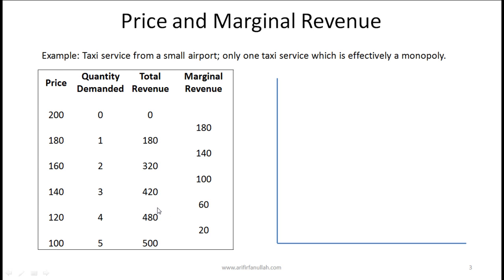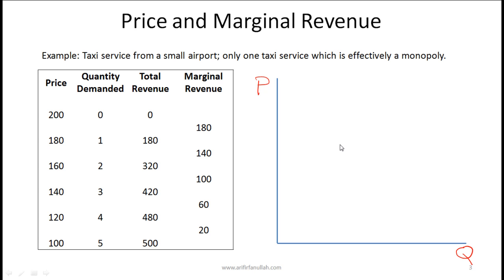Now let's look at the relationship between price and marginal revenue in the context of a monopoly. We'll take an example of a taxi cab service from a small airport. Let's say that there is only one taxi cab service which is allowed to provide transportation services from the airport. So effectively it is a monopoly. And let's say that the demand curve is given by the price and quantity data shown here. Y-axis, as always, is the price and x-axis is quantity.